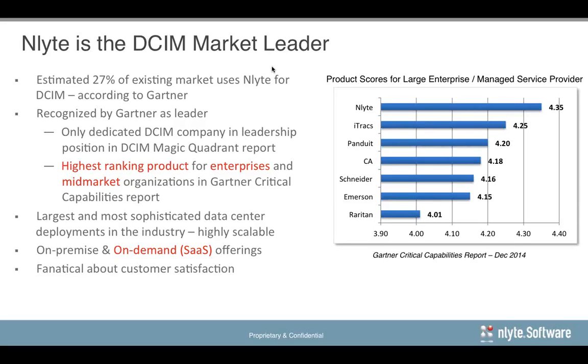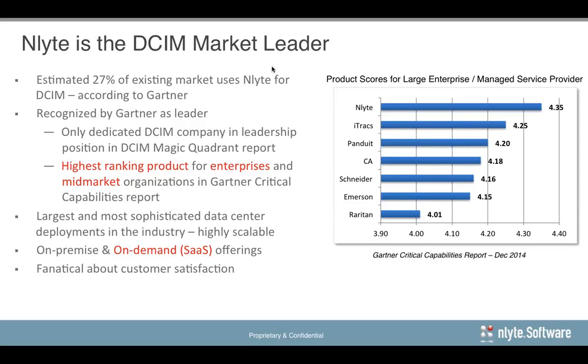Extremely highly scalable product. We can support up to 150,000 racks, which most companies are not that large. We also support on-premise, and we also support in the cloud. So if you want to have a SaaS version of nLight to manage your data center, we support that as well as we support premise.